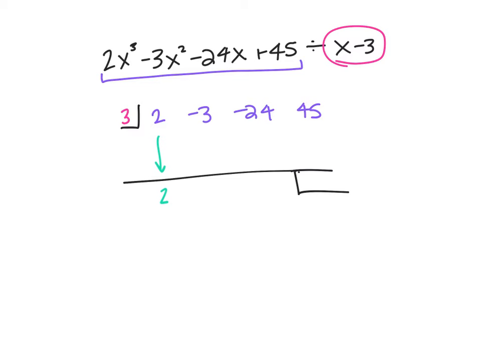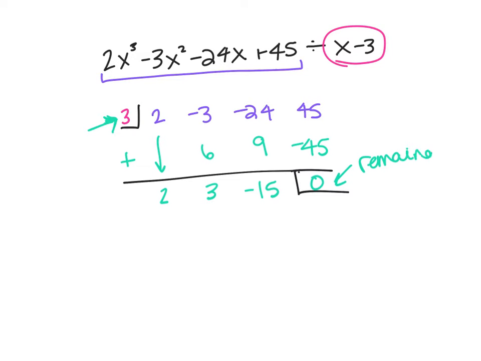So we do 3, the 3 from up here, 3 times 2 to get 6. Add straight down. Negative 3 plus 6 gives us 3. Back up to the top, so 3 again times 3 is 9. Put it in the next spot. Add straight down, so negative 24 plus 9 is negative 15. Back to top again. 3 times negative 15 is negative 45. Add those down, and whatever is in this box is our remainder.